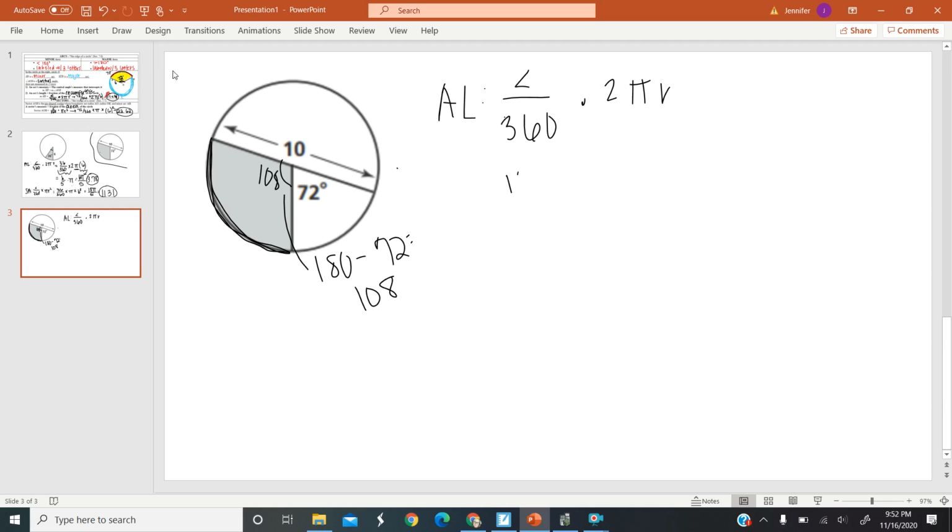So for my arc length, I would have 108 over 360 times 2 pi times the radius. And the radius is a little bit tricky on this one too, because it gives you the diameter. So remember, the radius is only going to go halfway across the circle, and so we need half of that diameter. So it would be 10 divided by 2, and it's actually going to give you 5. So my radius that I'm going to use is 5.